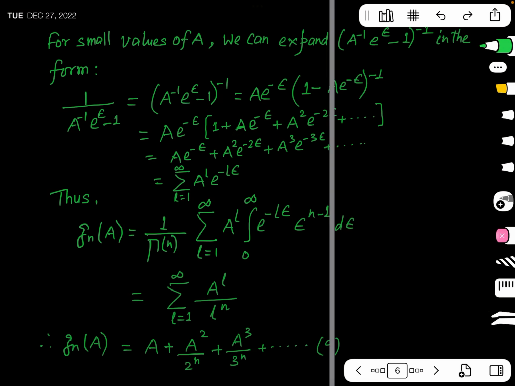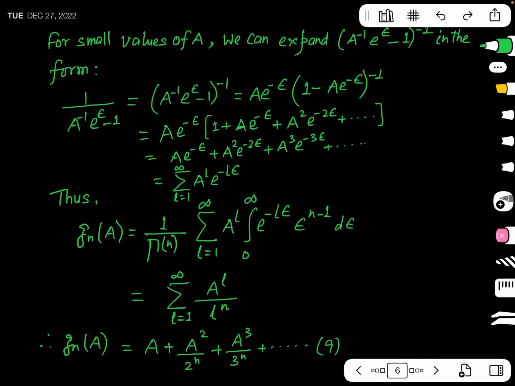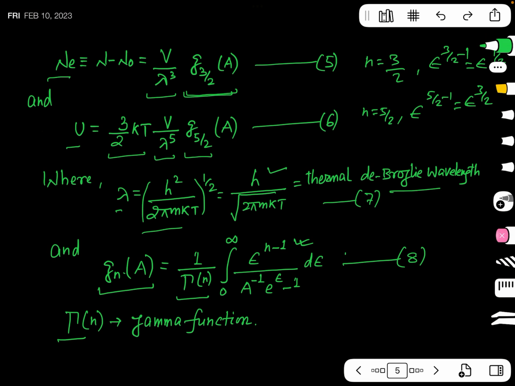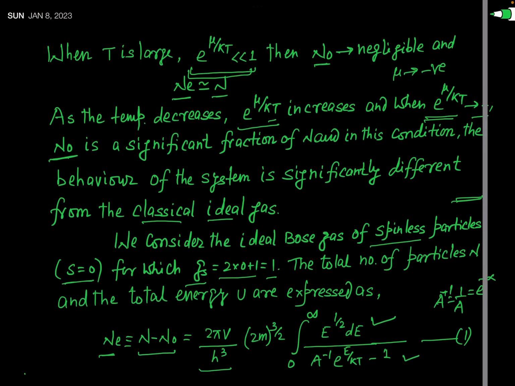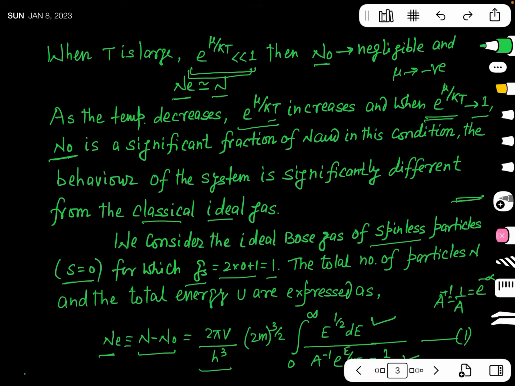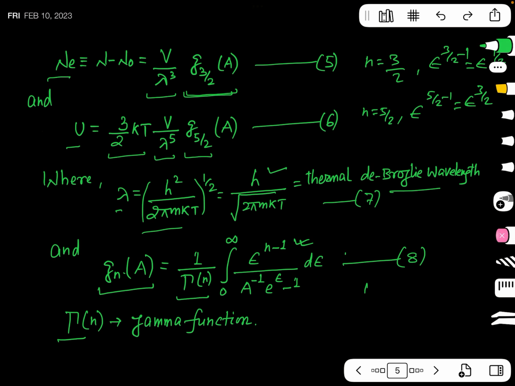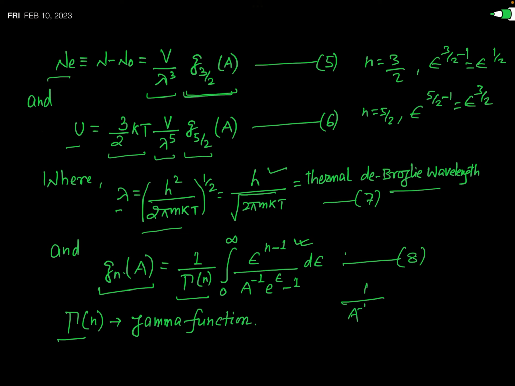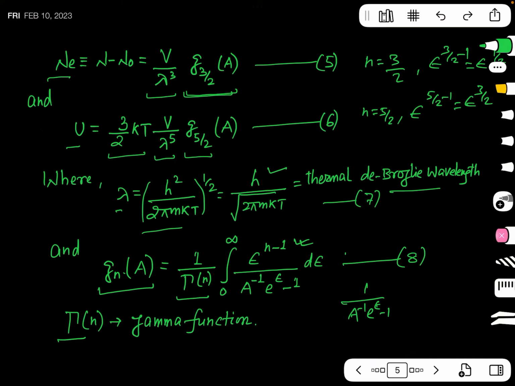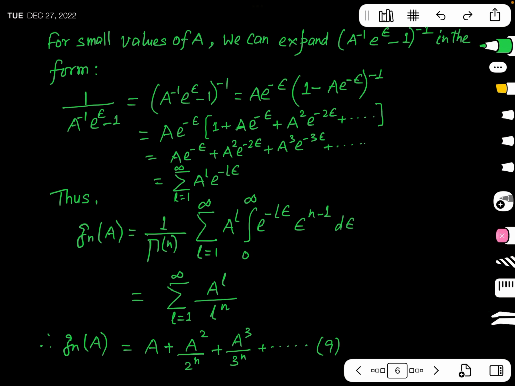After this, if your aim is to find the integral, definitely first of all we have to evaluate 1 over a inverse e to the power epsilon minus 1. First of all we have to evaluate this. We have to actually expand this in power series.